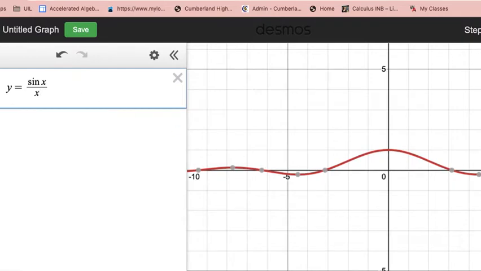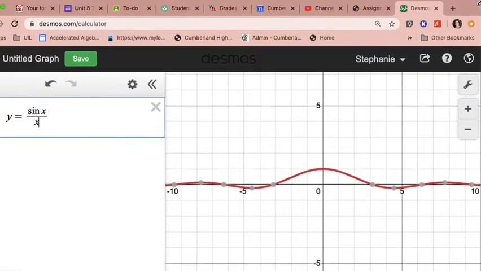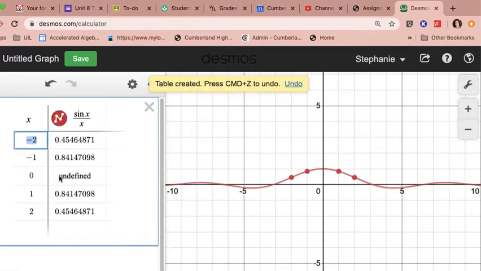And you'll notice our graph here. If you could see the whole thing. Let's see if I can get the whole thing in there. There we go. It's kind of an interesting little graph. If I go to the table, which I'm going to put here, it is undefined at x equals 0. And we can kind of make a guess of where it's going to go. It looks like it's heading to 1.